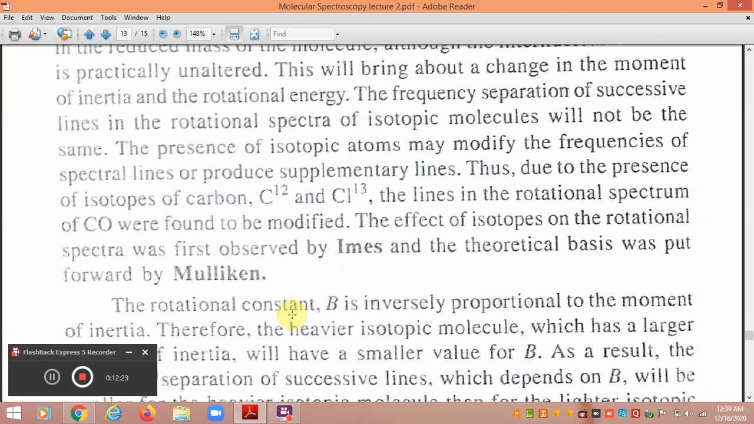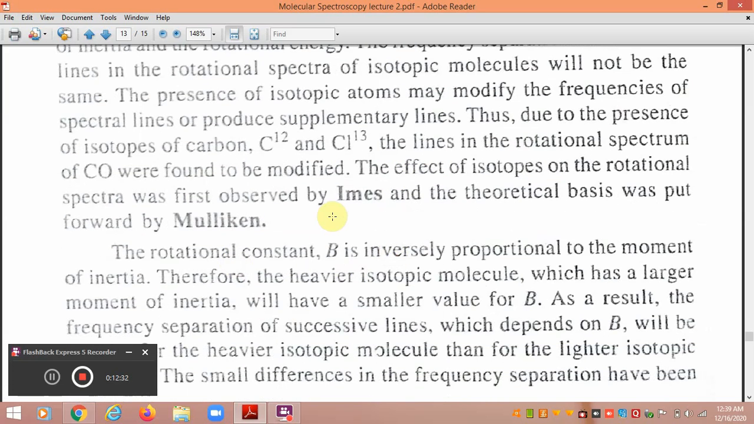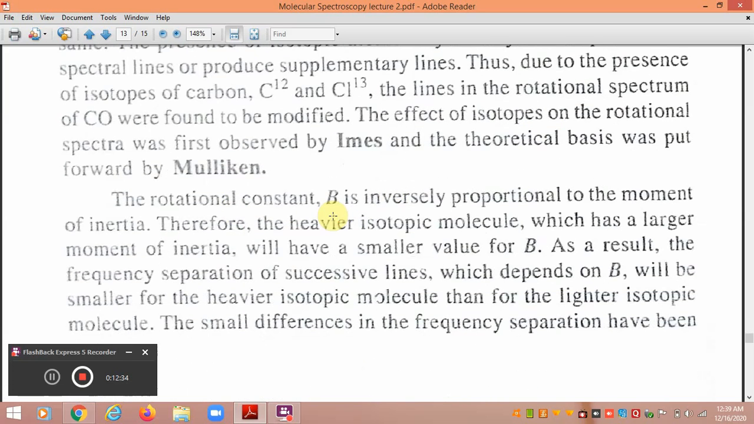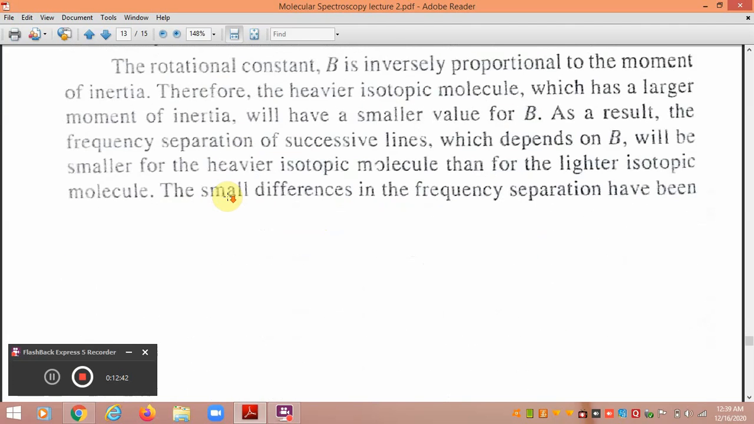And hence we can say that the presence of isotopic atoms may modify the frequency of spectral lines or produce supplementary lines. Due to the presence of isotopes of carbon 12 and carbon 13, the lines in the rotational spectrum of carbon monoxide were found to be modified. The effect of isotopes on the rotational spectra was first observed by Imes, and the theoretical treatment was put forward by Mulliken.